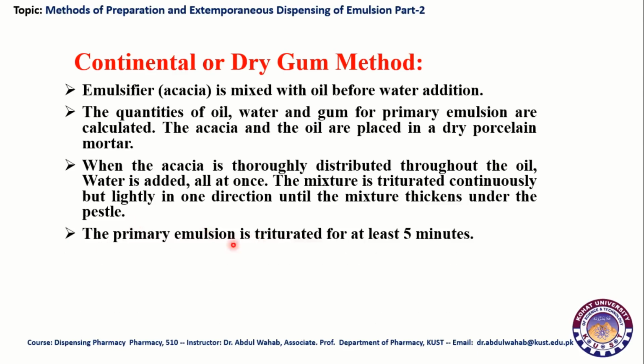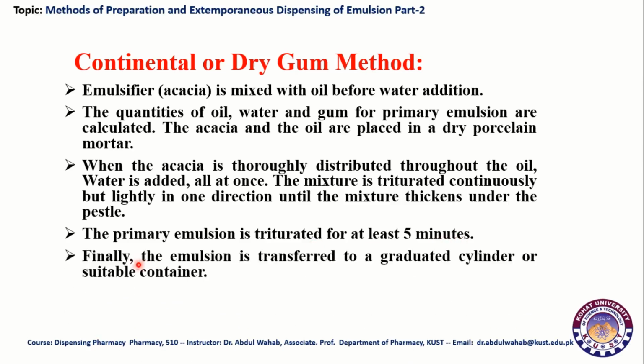The primary emulsion is triturated for at least 5 minutes. You should keep in mind that if you are going to prepare an emulsion, the primary emulsion must be triturated for at least 5 minutes. Finally, the emulsion is transferred to a graduated cylinder or suitable container.